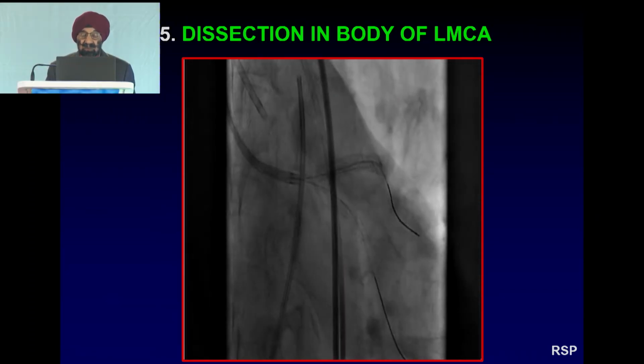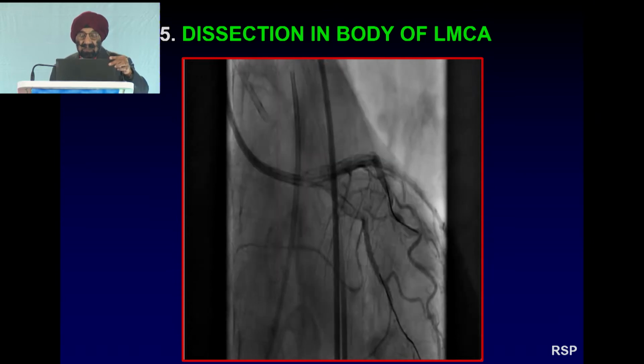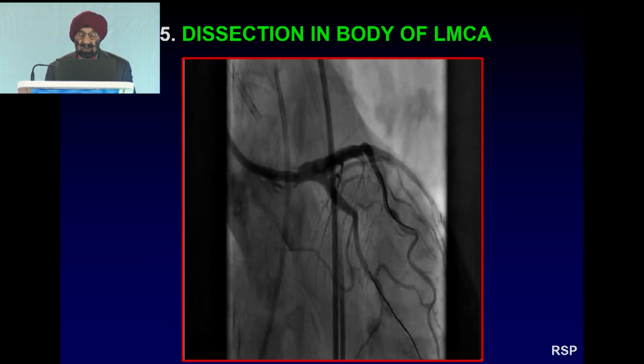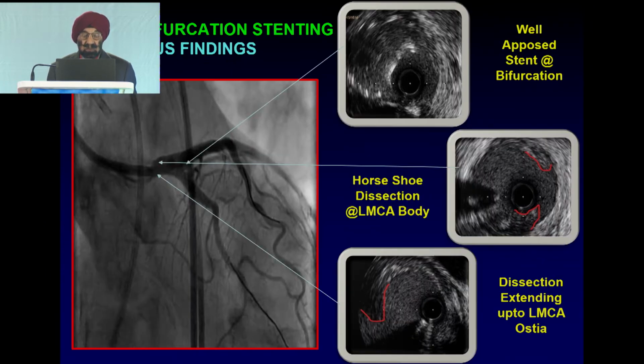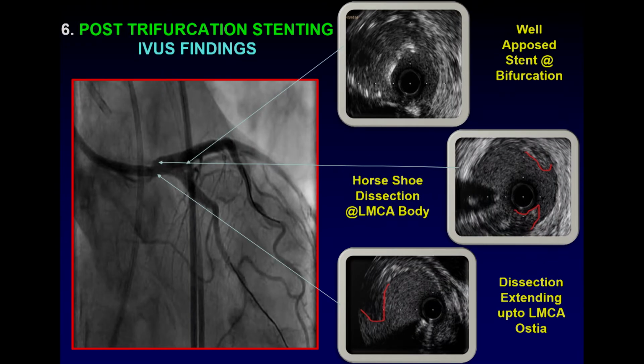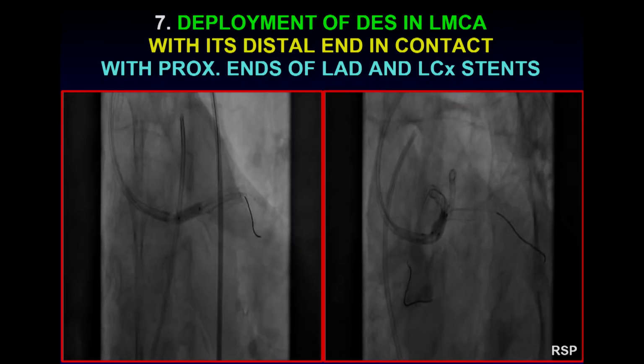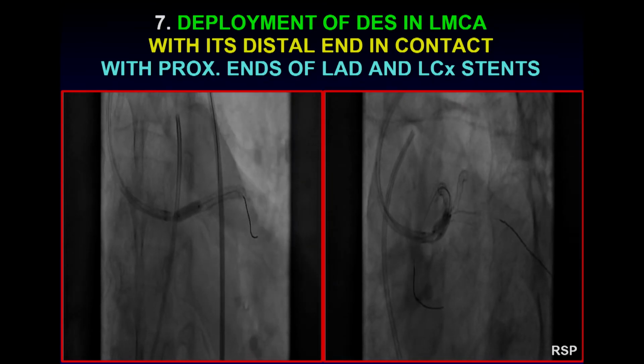But then when we looked at the result, there is a major dissection in the left main, possibly caused by the triple balloon. You can see it on the superior border. So this had to be confirmed by an IVUS. IVUS shows that the stent is well apposed, and there is a horseshoe-shaped dissection in the body of the left main, which was extending right up to the ostium of the left main. So obviously this needed to be sealed.